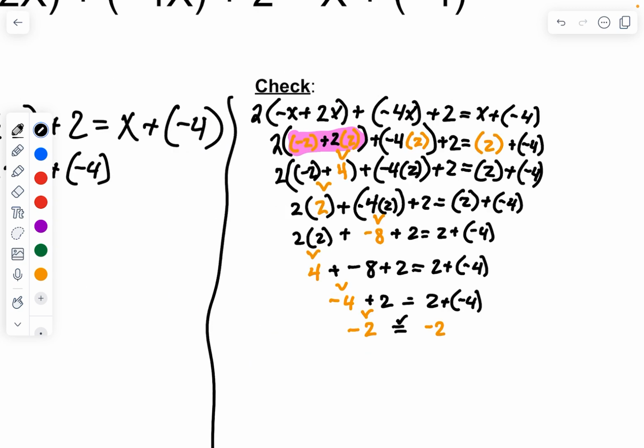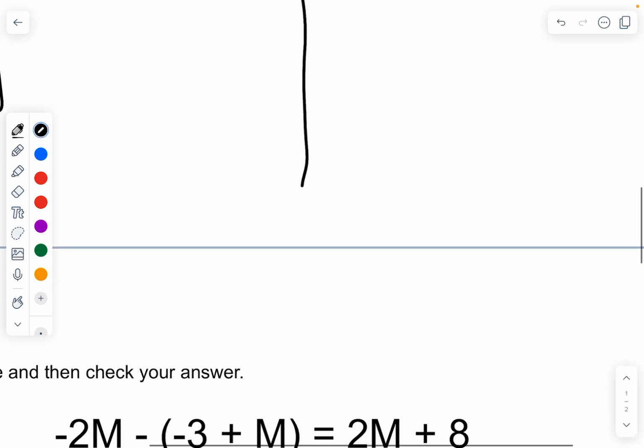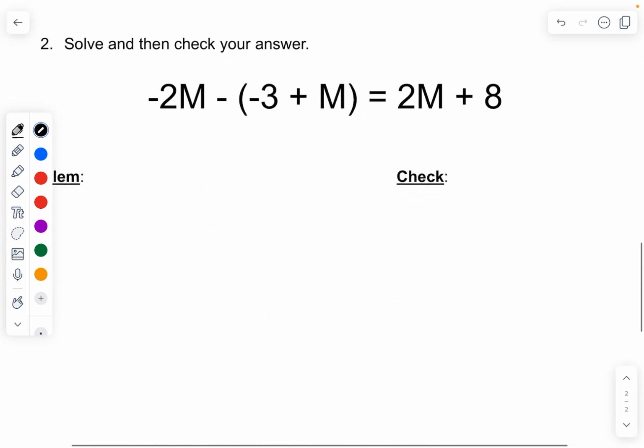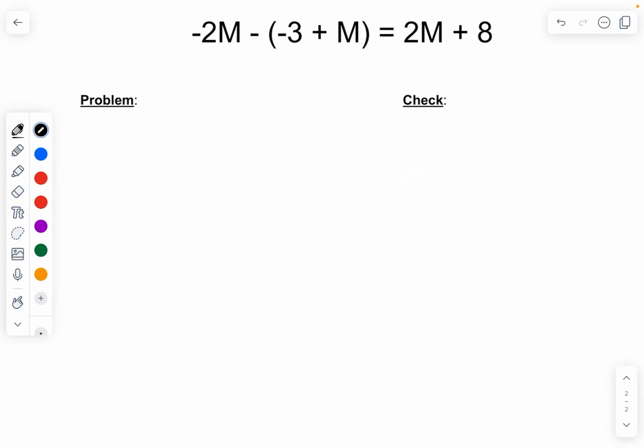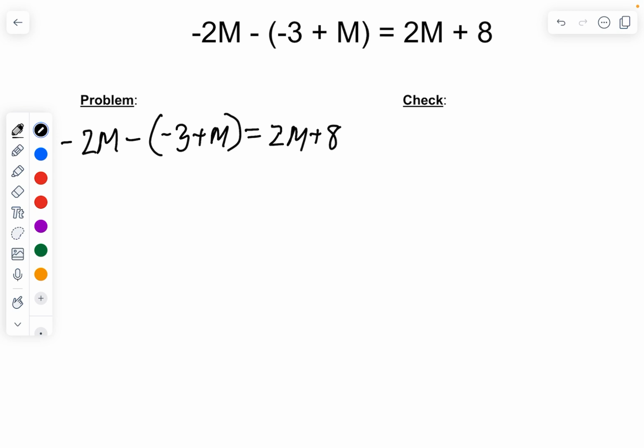You're going to notice that the last section, we're putting all of our skills together. Let's go ahead and let's move on to the last new problem. Again, I'm going to write down the original problem. The problem you're going to see on this one is this right here. You're going to notice we have a negative outside that parenthesis.